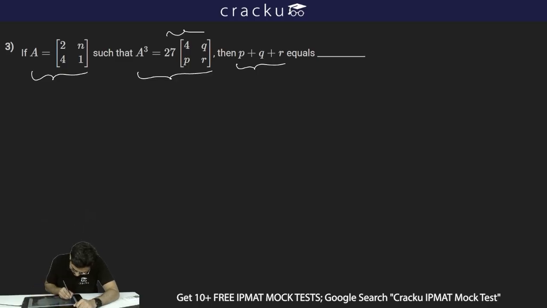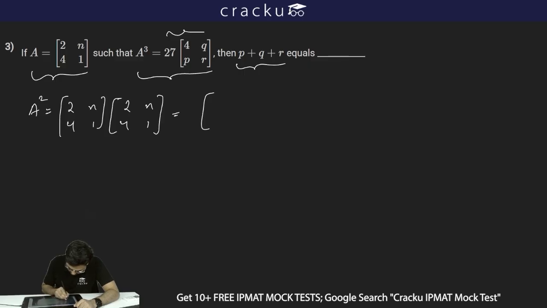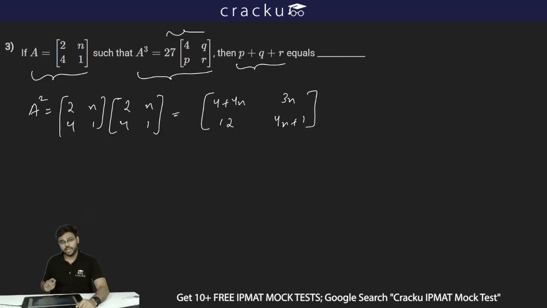Okay. So A square will be this matrix [2, n; 4, 1] multiplied by [2, n; 4, 1]. This will give me 2 times 2 plus n times 4, which is 4 plus 4n, and then 2n plus n, which is 3n. Then 4 times 2 plus 4, which is 12, and 4n plus 1. So this is my A square matrix. Now I have to find out the A cube matrix, which will be A square multiplied by A.